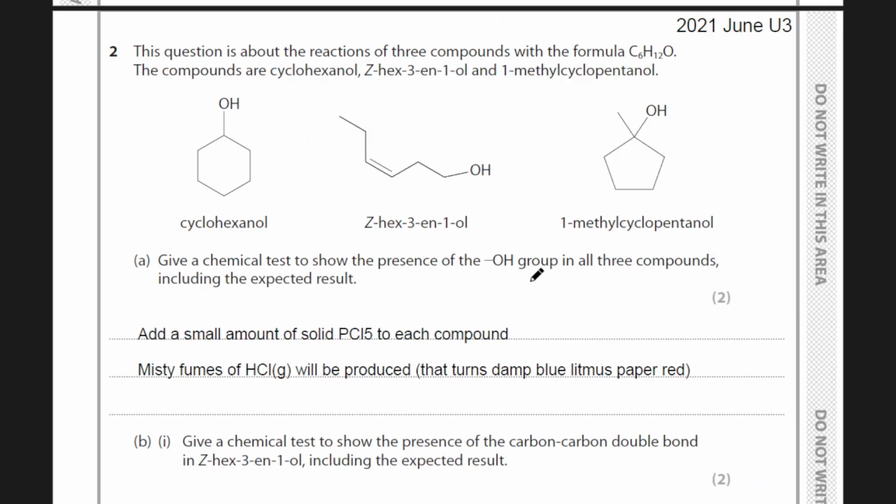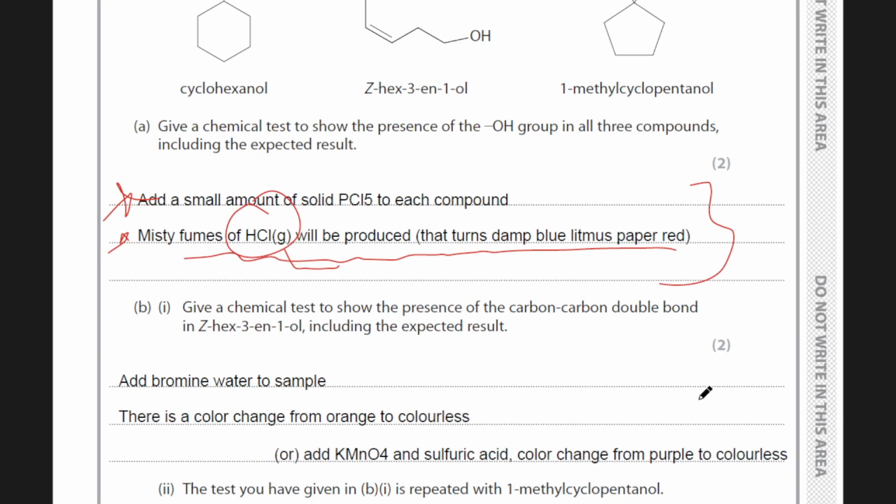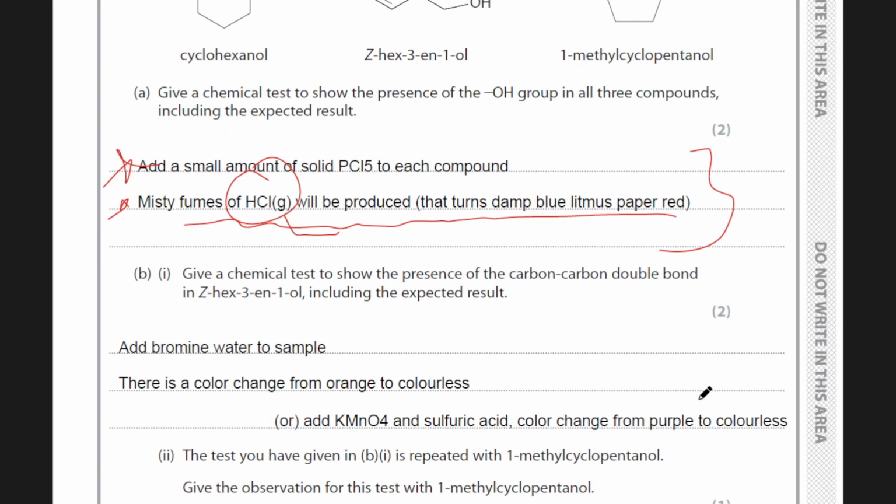Moving on, the next question is about the reaction of three compounds with formula C6H12O. The compounds are cyclohexanol, hex-3-en-1-ol, and 1-methylcyclopentanol. Give a chemical test to show the presence of the OH group in all three compounds. So you basically add solid PCl5 to each compound. Misty fumes of HCl will be produced that turn damp blue litmus paper red, because obviously HCl gas is acidic in nature. We have seen this same question previously in our video in another question of another year.